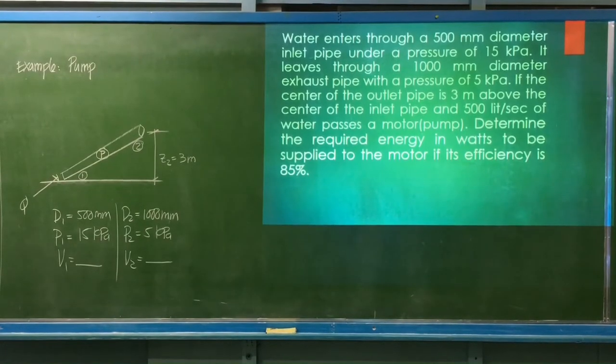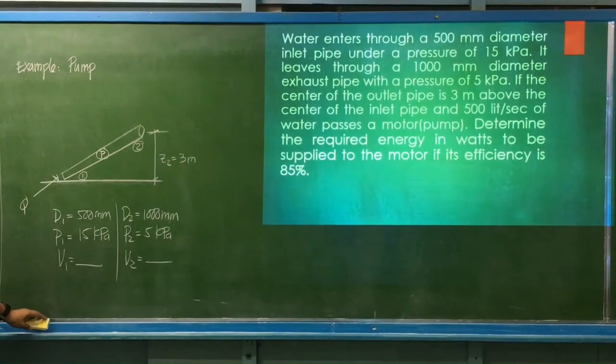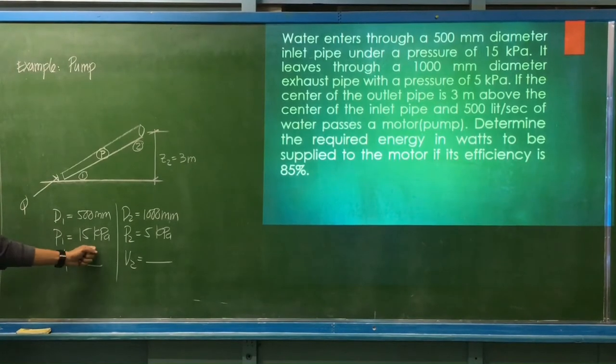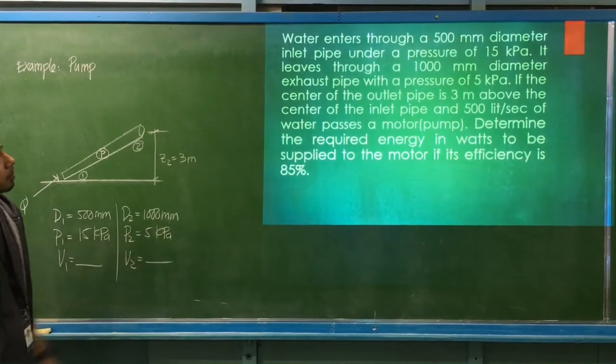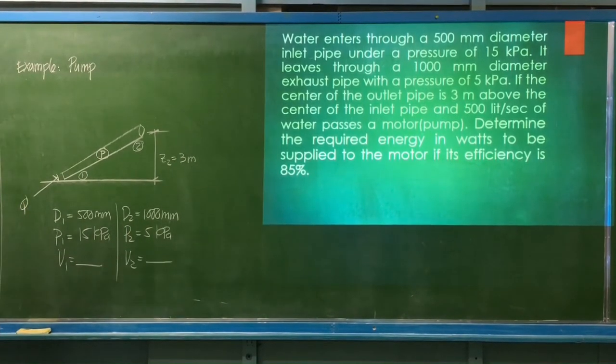And so let's have an example of fluid flowing in pipes, this time with a pump. Water enters through a 500 mm diameter inlet pipe under a pressure of 15 kilopascals. It leaves through a 1000 mm diameter exhaust pipe with a pressure of 5 kilopascals.